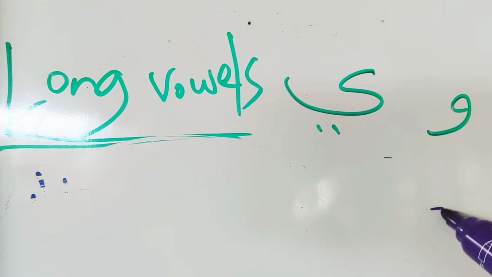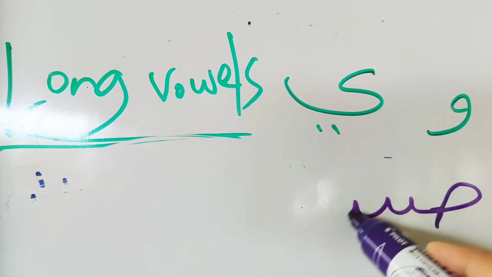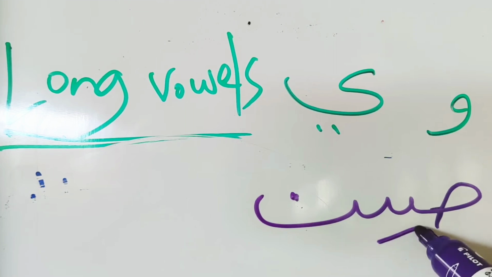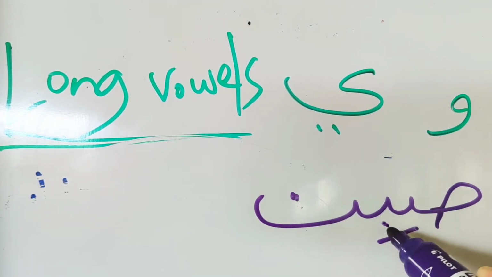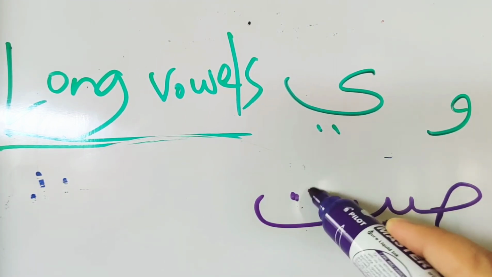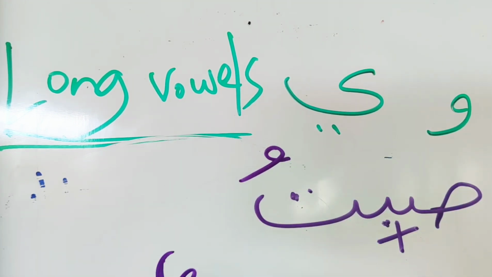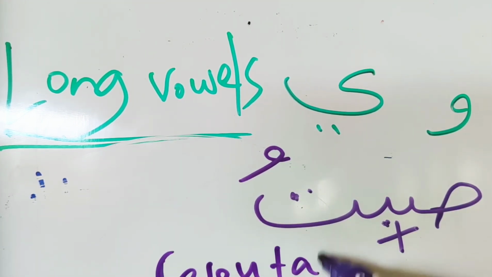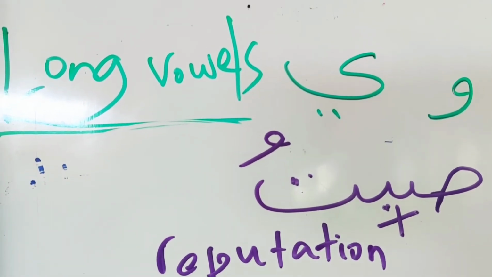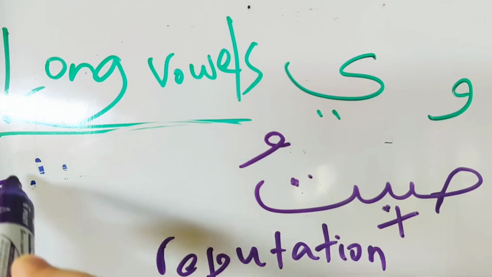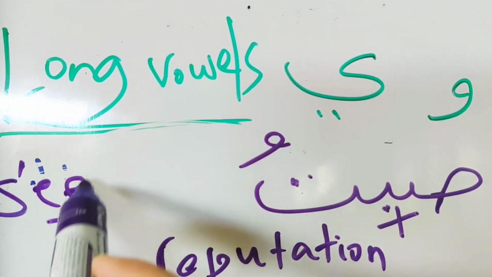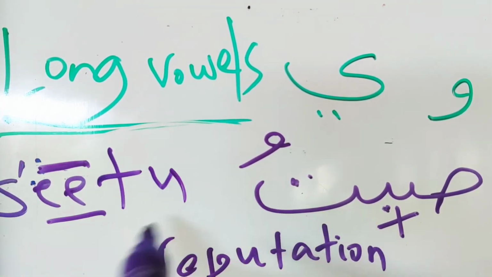Alright. So we'll see another example. This time using long vowel mad bil ya. And this is how we write it in the middle, two dots at the bottom. We don't put a kasra, which is a short vowel. We don't need that because ya or mad bil ya by itself is already a long vowel. Seat means reputation. And this is how you read it: Situ.